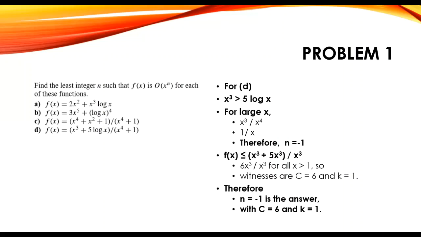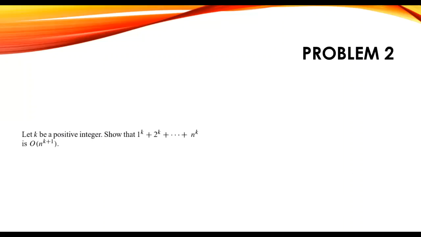Okay, so now let's move on with problem number 2. Let k be a positive integer. Show that 1 raised to k plus 2 raised to k up to n raised to k is big O of n raised to k plus 1. This is our equation, and we're going to prove that it is big O of n raised to k plus 1.